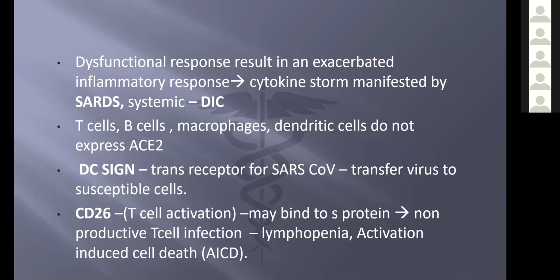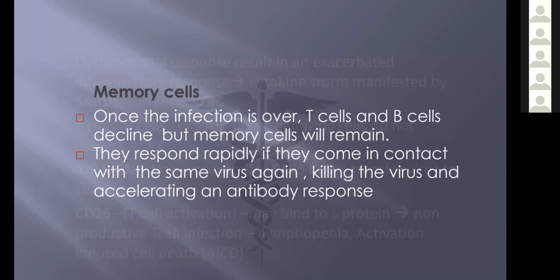disseminated intravascular coagulation. T cells, B cells, macrophages, dendritic cells, etc., do not express ACE2, but DC-SIGN on the dendritic cell acts as a trans receptor for SARS-CoV-2, and it may transfer the infection to other susceptible cells. CD26, which is usually involved in T cell activation, may bind to the spike protein and result in non-productive T cell infection. This may be related to lymphopenia and activation-induced cell death.